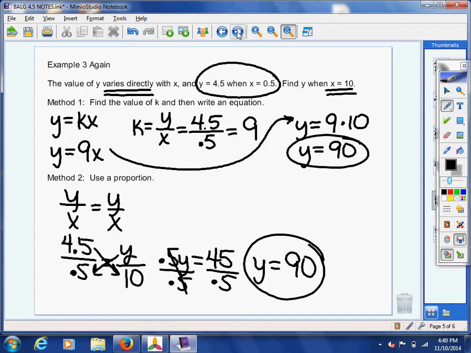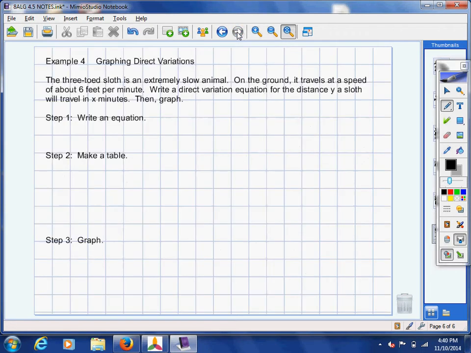And now what we're going to be doing today is graphing. So we're going to graph direct variations, and they're going to give us a situation. And what I'm going to need you to do is be able to recognize that this is a direct variation situation. Now we know it's a direct variation situation because they tell us that in example 4, right beside it, graphing direct variations. So we already know, they kind of tip their hand on that to us.